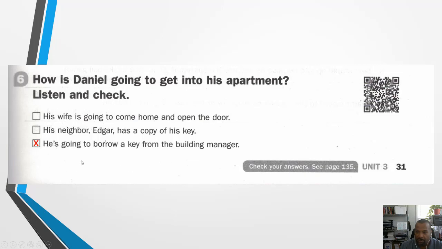All right. Daniel calls the building manager from Edgar's apartment and goes down and gets the key from the building manager to let himself in. All right. So this is the one that works best. All right. So that's how a conversation goes when we're talking about lend and borrow, and the difference between the two. All right. So let's go ahead and move on to lesson B.